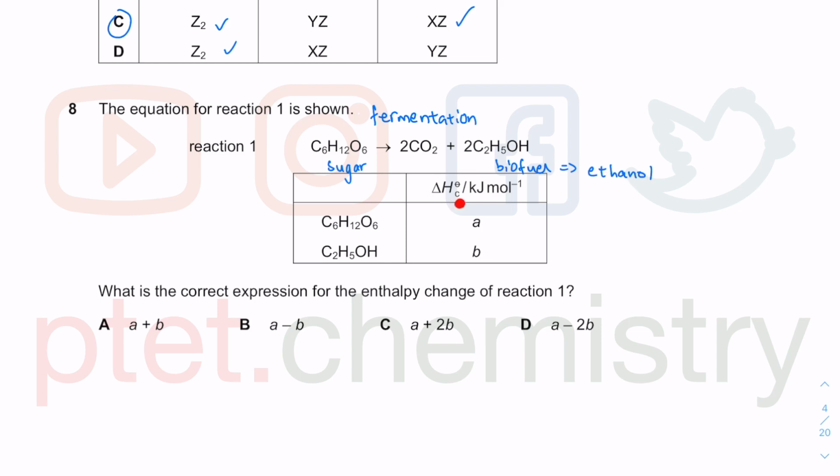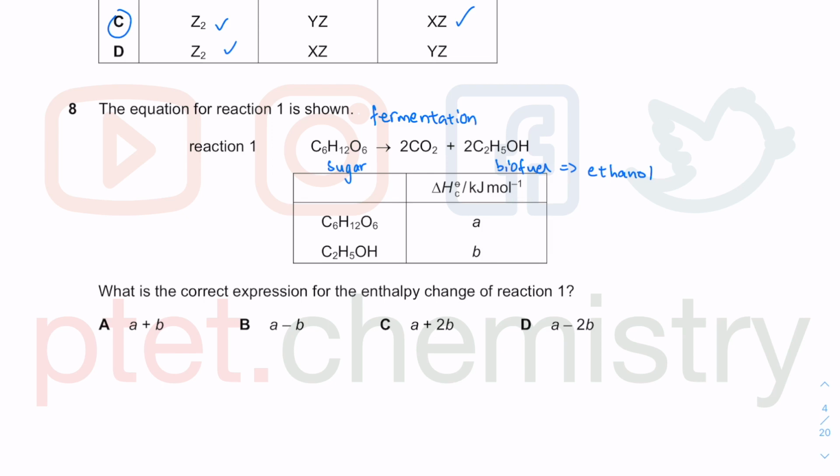So we have enthalpy of combustion. The enthalpy change when you burn 1 mole of a substance, is in kilojoule per mole when you burn 1 mole of a substance. And this is in excess oxygen. Everything in standard states, under standard conditions.